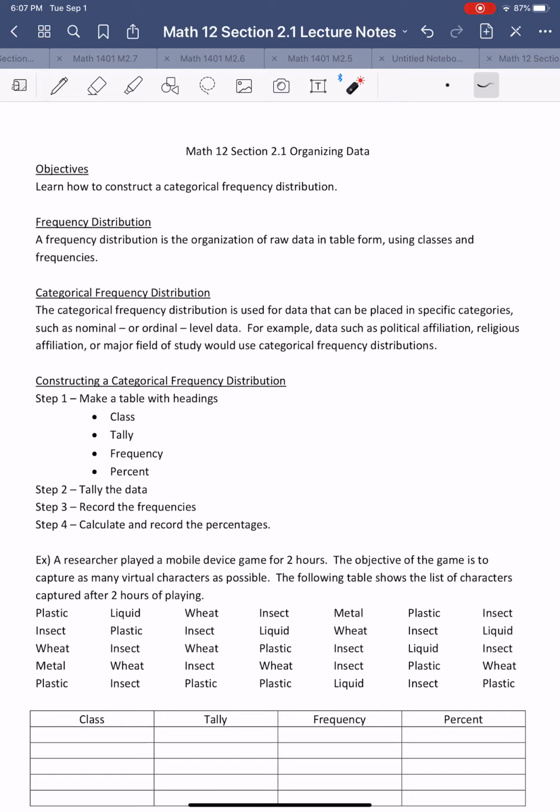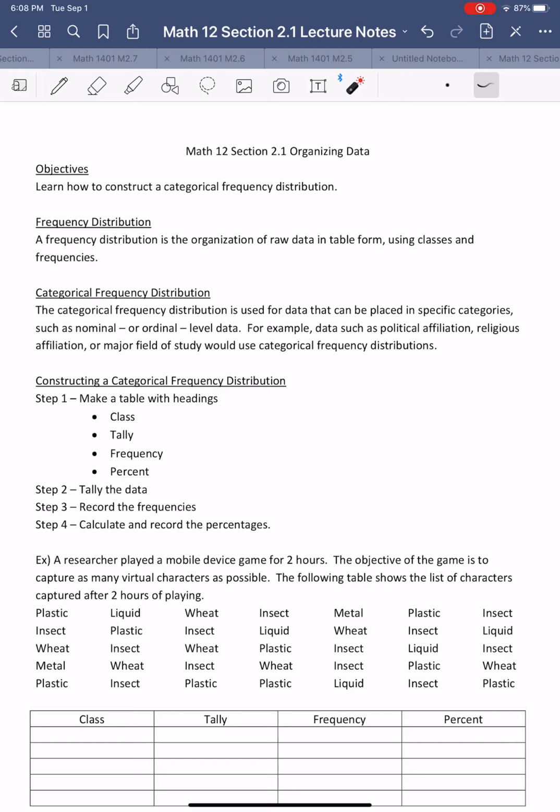A frequency distribution is the organization of raw data in table form using classes and frequencies. A categorical frequency distribution is used for data that can be placed in specific categories, such as nominal or ordinal level data. For example, data such as political affiliation, religious affiliation, or major field of study would use a categorical frequency distribution.